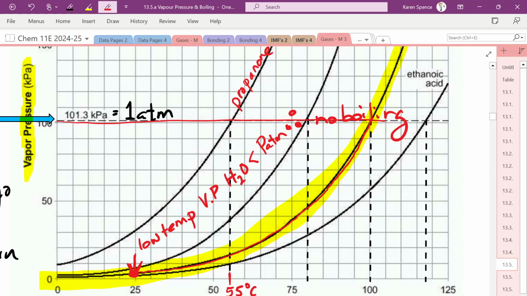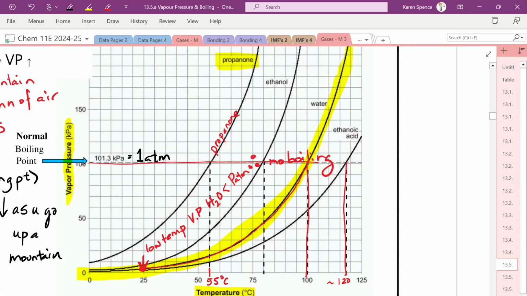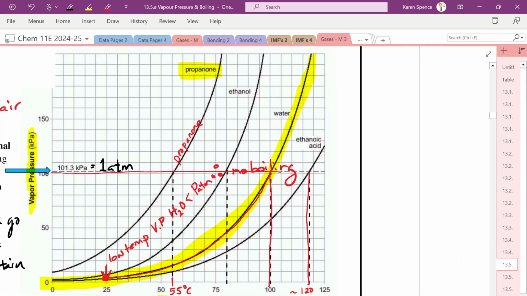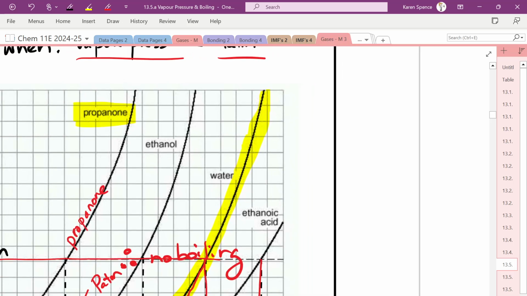55 degrees Celsius. And you could do the same thing for your water. Water is at 100. Ethanoic acid is at 120, I think, ish. What does it actually say over here? 118, and so on and so forth. Which of these substances has the strongest intermolecular forces? We have propanone, ethanol, water, and ethanoic acid. Who has the strongest intermolecular forces?